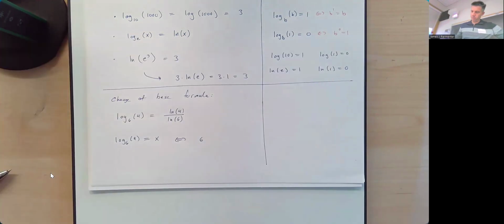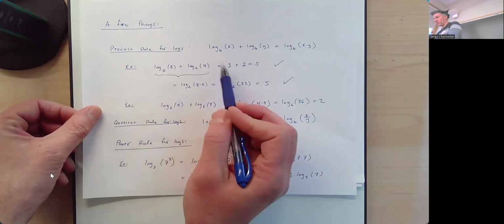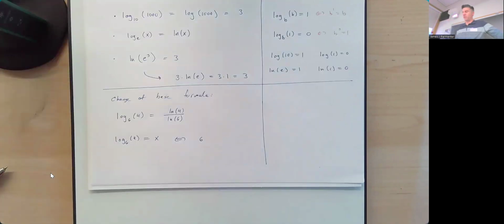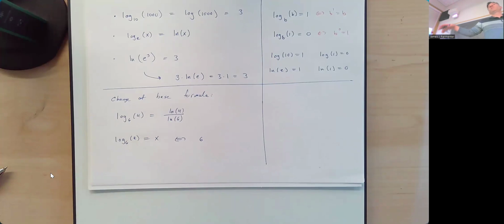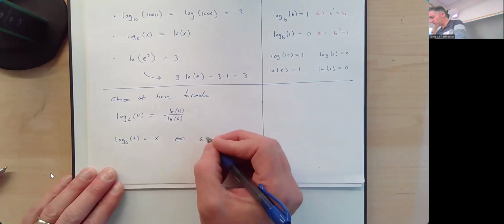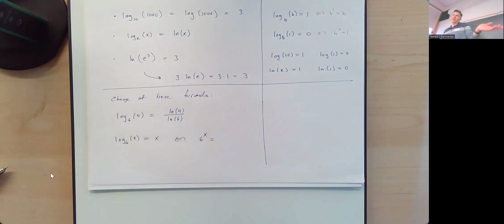Just like here, when log base 2 of 8 was equal to 3, 2 was the base and 3 was the power. 8 was the thing it was ending up equal to. People will say a logarithm is an exponent, because the logarithm is the exponent that you need to get from 6 to 4. So 6 to the x is equal to, the only thing left is the 4.